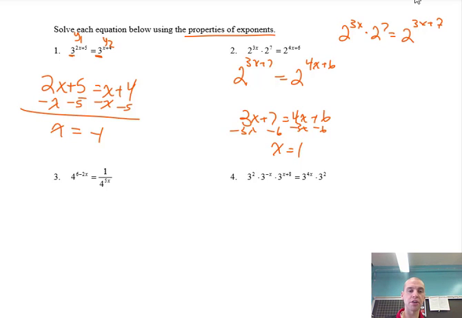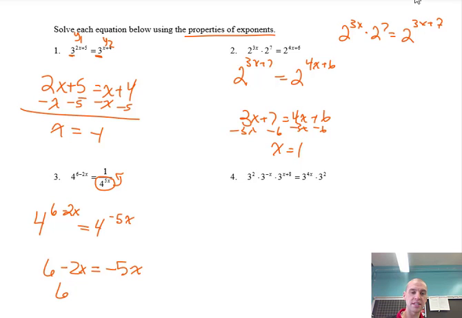Let's look at number 3. In number 3, we have an exponent in the denominator. We need to move it to the numerator. So I'm going to rewrite this as 4 to the 6 to the 2 minus 2x equals 4. If I move it to the numerator from the denominator, I have to negate the exponent. And now I have one base of 4 on each side. Therefore, I set the exponents together, and I will get 6 to equal negative 3x, and so x to equal negative 2.